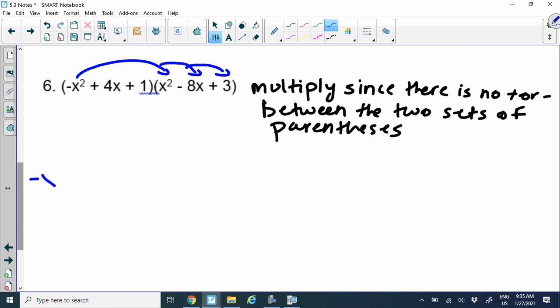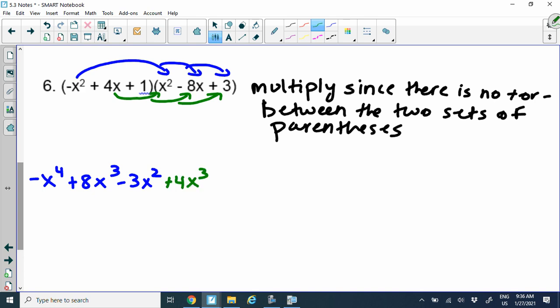So I get negative x to the 4th. Now, two negatives make a positive, so plus 8x cubed, and then minus 3x squared. Now, I'm going to take my 4x and multiply it by x squared, negative 8x, and 3. So I get plus 4x cubed minus 32x squared, and then plus 12x.